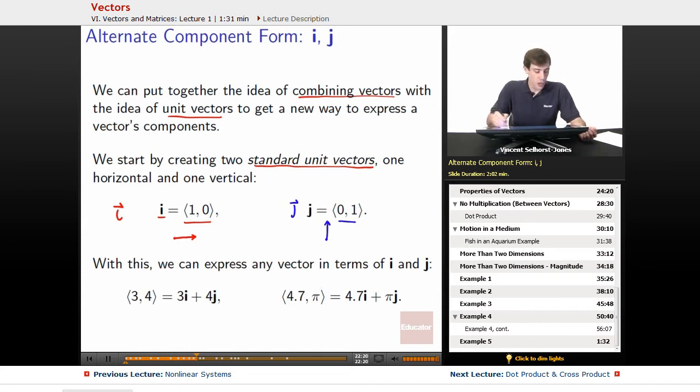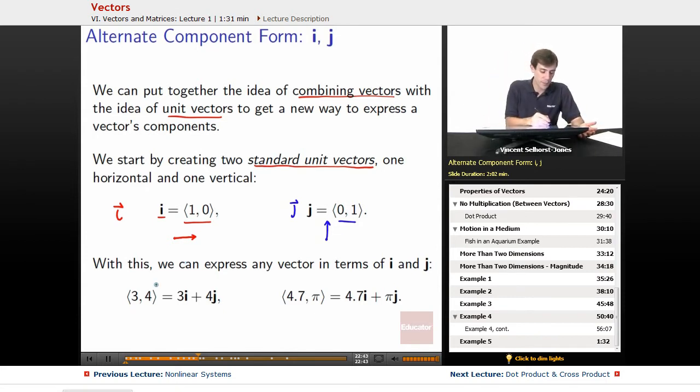All right. With this, we can express any vector in terms of i and j, right? If we've got 3, 4, well, that's the same thing as having 3 i's, 3 of these unit vectors that are horizontal, plus 4 of these unit vectors that are vertical, right? So that's what we've got there. We can combine them. We can break them up into 3 horizontal motions plus 4 vertical motions, and we get to the same thing as if we'd just done 3, 4 all in one go.